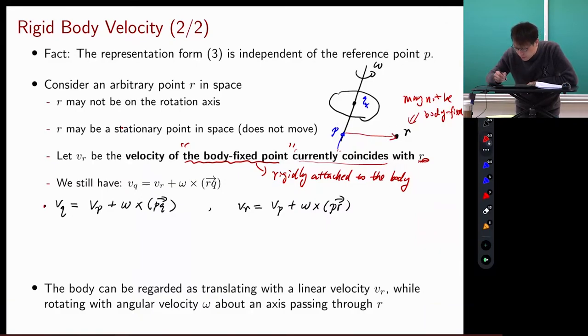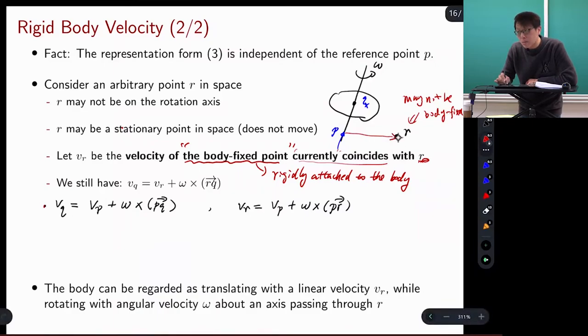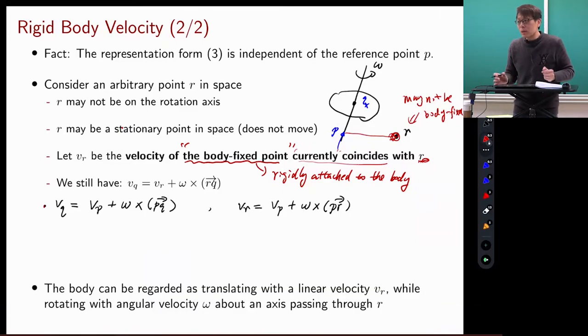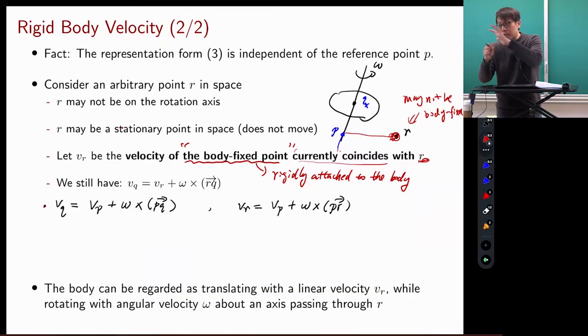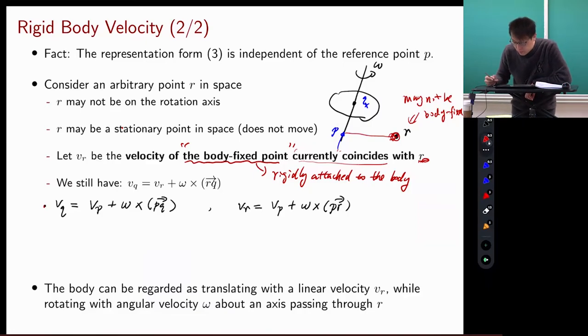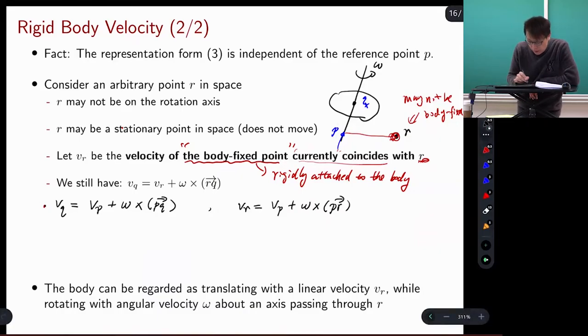Think about there is a point rigidly attached to the body and currently coincident with R, so we can draw this arrow. Doesn't mean this point is on the body. It's just we are thinking of a virtual point. Let's call the virtual point this circle. That circle is rigidly attached to the body, right? And it's currently coincident with the black dot. Okay, so that's by our derivation.